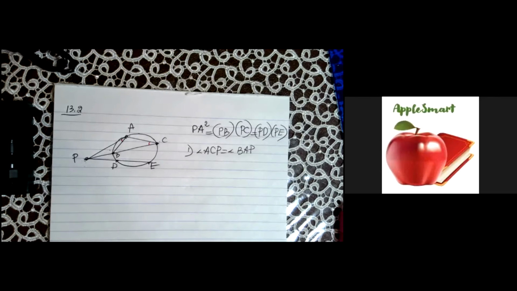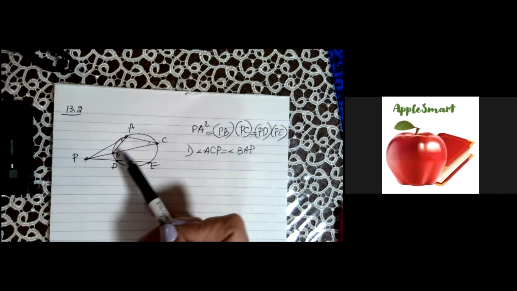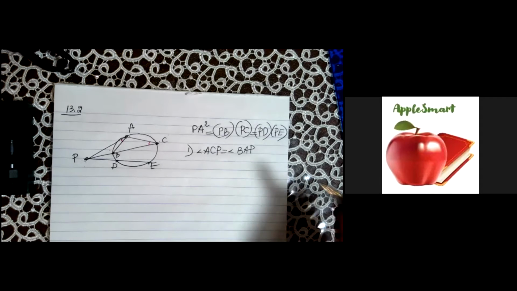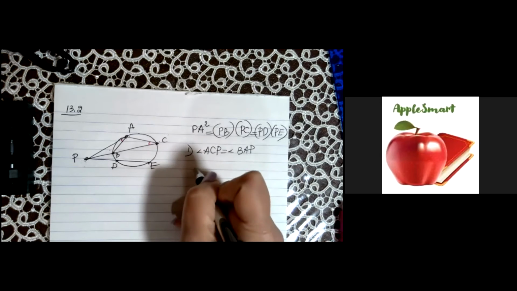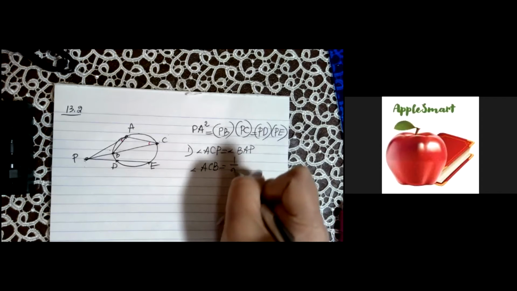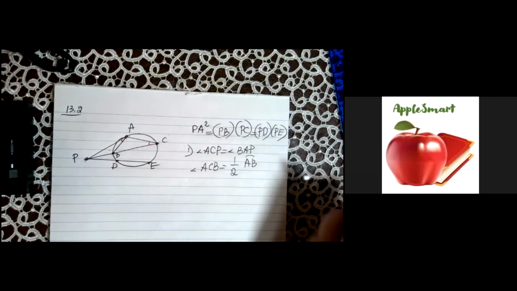This angle ACB, it's sitting on which arc? Angle ACB is an inscribed angle, and it's sitting on arc AB. Do we understand that? Therefore, it should be equal to half of that arc, right? In degrees. So we can say that angle ACB is equal to half of the arc AB. Is everybody okay with that?